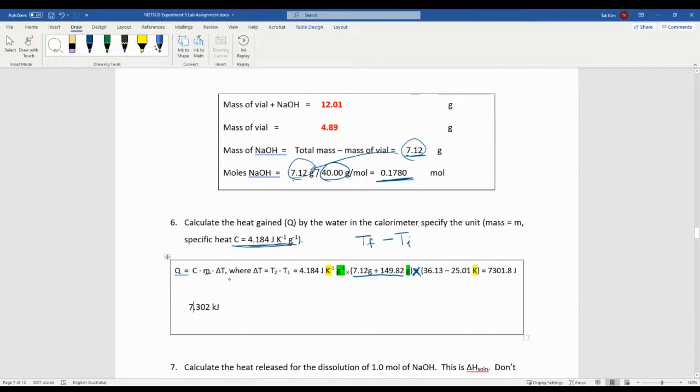So instead of using 7,300, you're going to use 7.3 kilojoules, right? That is the answer in kilojoules. But if you still want to use joules, keep using this number, but you need to specify your unit.